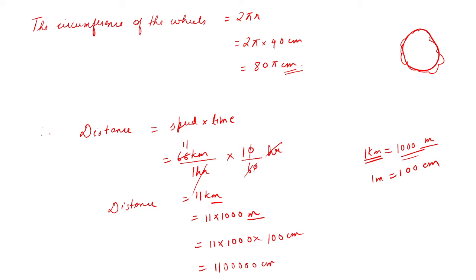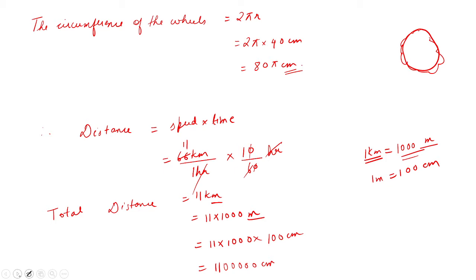Clear? Therefore the total distance is equal to 11 lakh, that is 1,100,000. Okay, 11 lakh centimeters. Clear with that? So this is what we have.